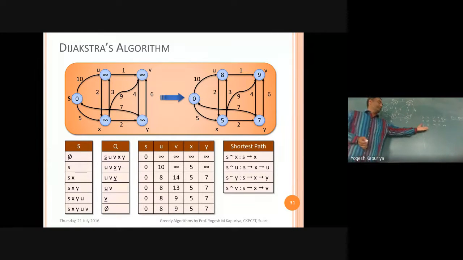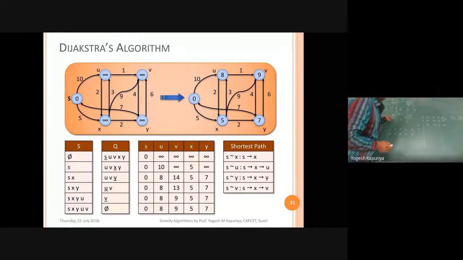Now I am supposed to extract one more vertex. Again, it's a min priority queue. So what will be expected? X. Right? Now check all the outgoing edges of X. Here it is. So how many outgoing edges? One is this, and this, and this. So there are three outgoing edges.